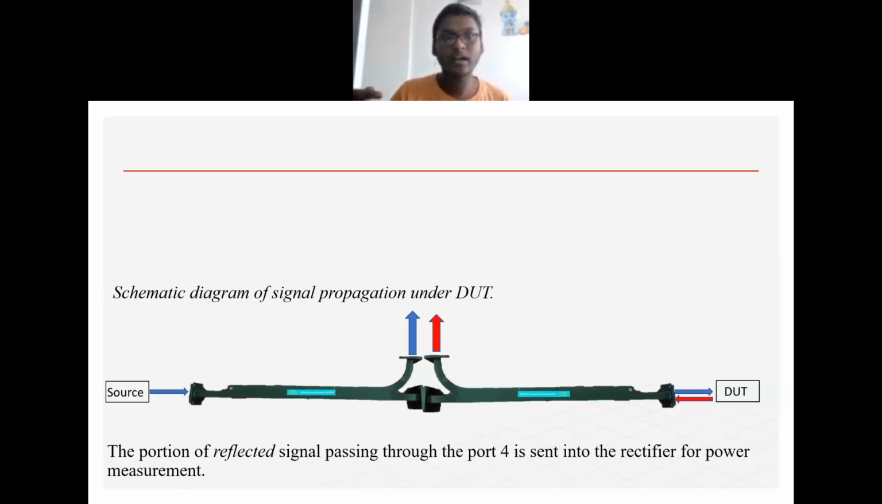When this reflected signal comes back into the same path, it will not interfere with the incident signal, because they are in opposite directions and their amplitudes are different. Also, when it is coming from the DUT, the second port, the entering port, acts as an input port, the port above it acts as an isolated port, and the port opposite to it acts as a coupled port. From this coupled port, we segregate some part of the reflected signal, and from this we measure the power.